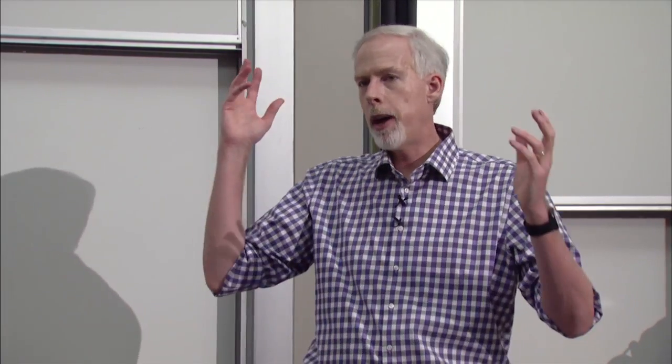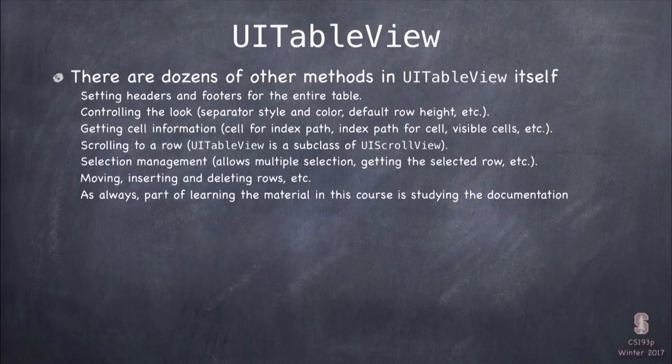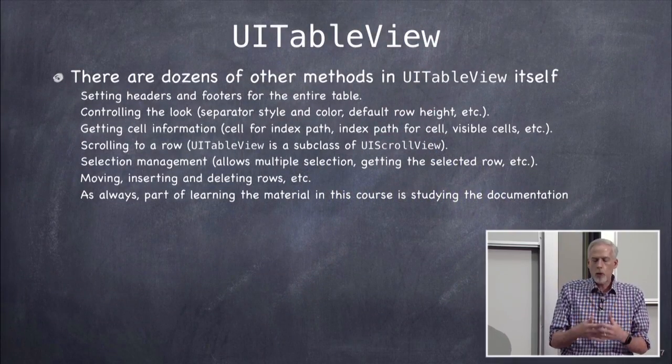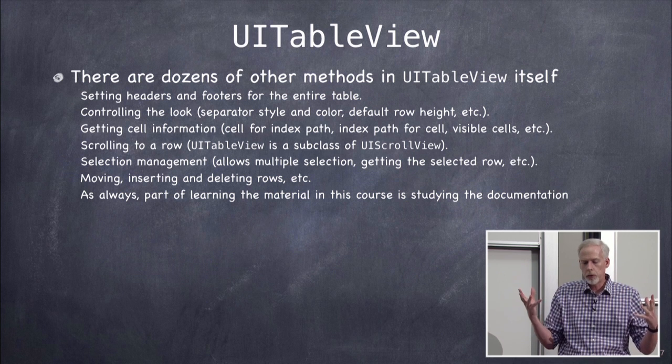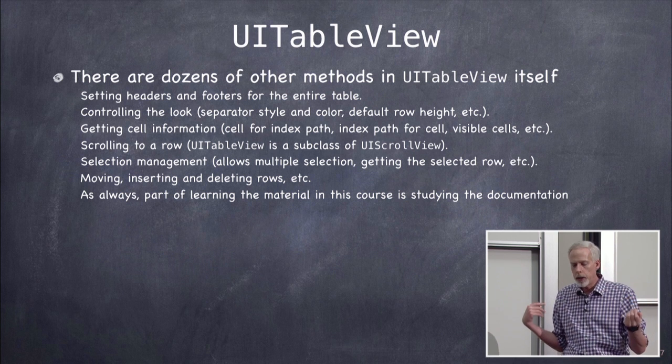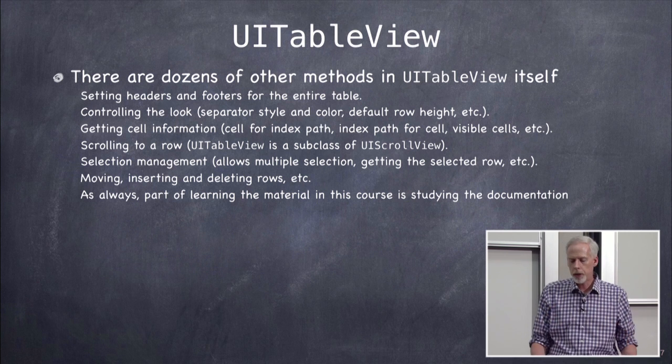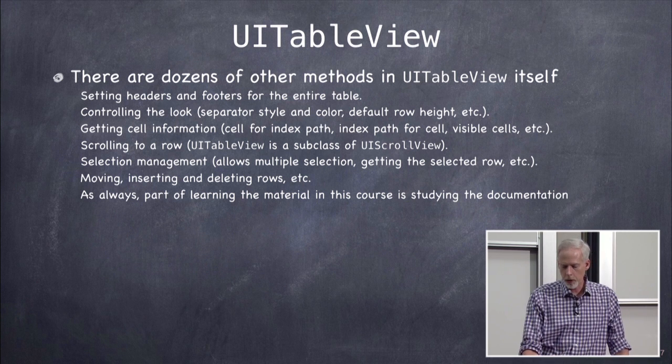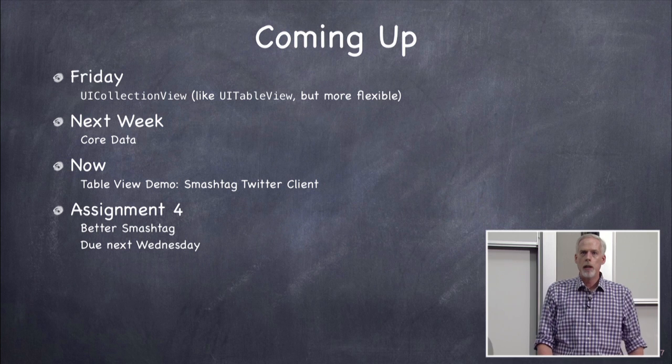So there's dozens of methods also in table view itself, not in its delegates, but in table view itself. You can scroll to a row because it's a scroll view. It knows how to do scrolling. You can control the look, the separators between rows, all those kind of things. So you definitely want to familiarize yourself with the table view API itself. Don't forget about that.